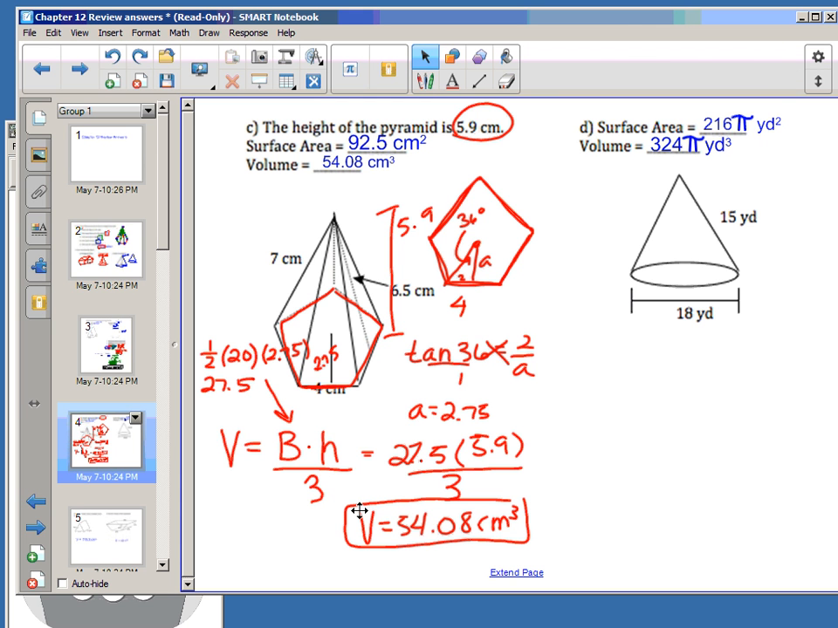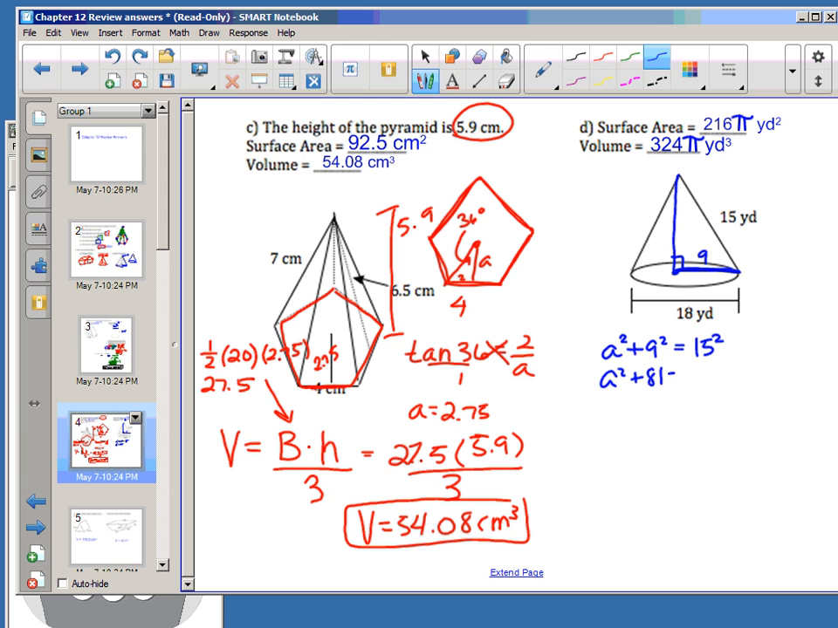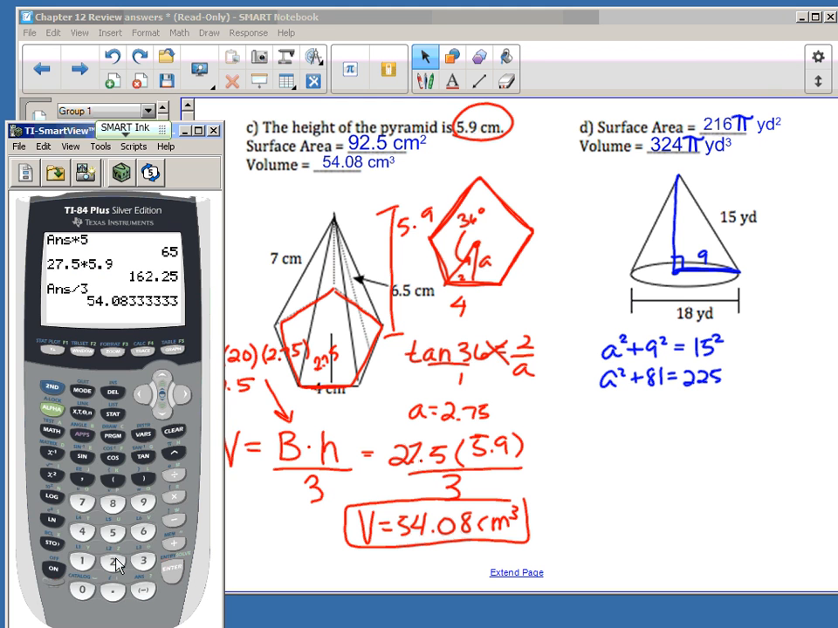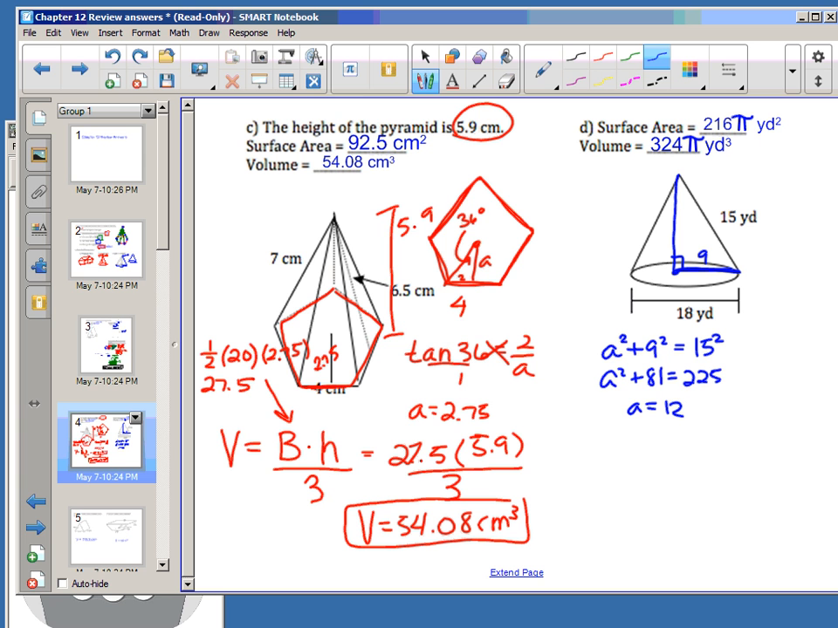Okay, now I move over to the cone. Now, some people are complaining this cone looks a little lopsided. Let's assume it's regular. So our height is going to drop straight down in the middle. We're going to pretend that's equal. That means that's going to be 9. To find the height, I'm going to use Pythagorean's theorem. a squared plus 9 squared equals 15 squared. Right, so my a squared plus 81 equals 225. I get that to be 12, so the height is 12.